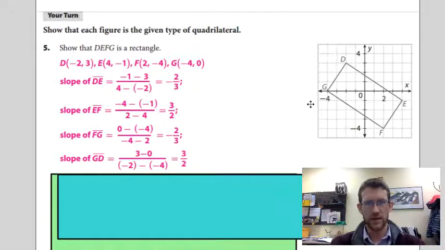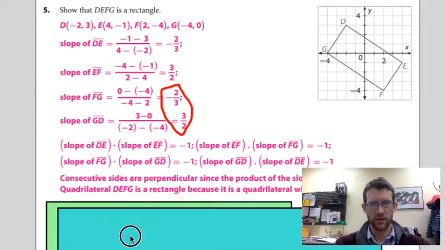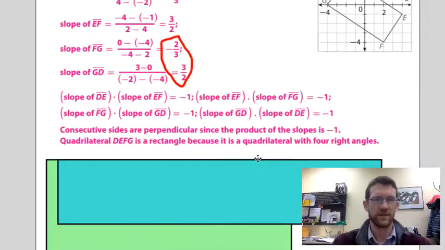And then once we know that it's a parallelogram, all the opposite slopes are congruent, we just need to prove that one of these is 90 degrees. So are these slopes opposite reciprocals? If we multiply them together, do we get -1? Yes, that's how the book defines it. Or you could just state that they're opposite reciprocals as far as I'm concerned.